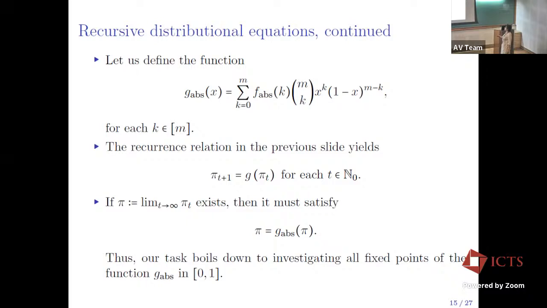as you take t to infinity on both sides of this, you ultimately get pi equal to g absolute of pi, which means that in that case the limit has to be a fixed point of g absolute, and it has to lie between 0 and 1. So we are interested in investigating all fixed points of g absolute in 0, 1.